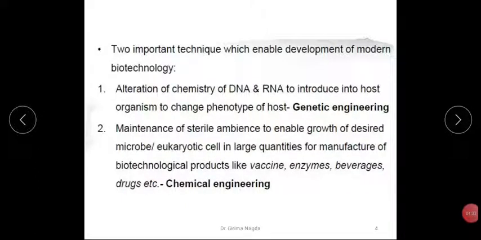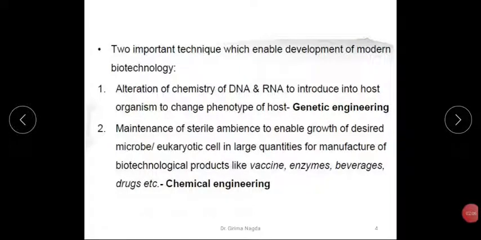The two important techniques which enabled development of modern biotechnology is the alteration of chemistry of DNA and RNA to introduce into a host organism to change the phenotype of the host. That is genetic engineering. कि आप DNA और RNA की chemistry बदल के किसी और host में introduce करो ताकि वो जो change आपने किया है that is expressed in the phenotype. And I hope you all know phenotype what is expressed and genotype the genetic makeup of an organism.